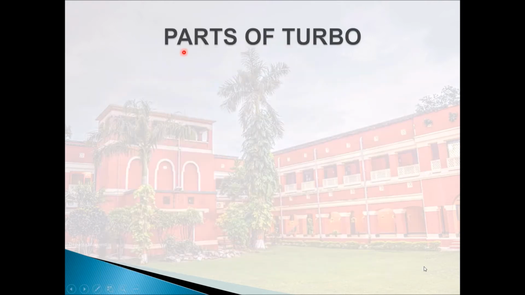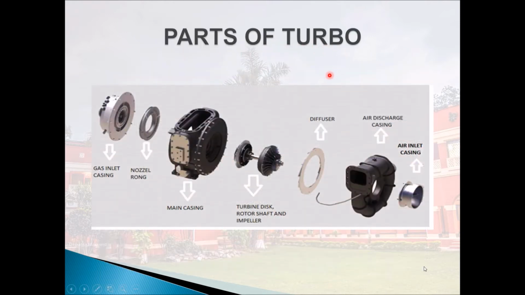These are the various parts of the turbo supercharger. The turbo supercharger consists mainly of two casings, the air discharge casing and the main casing. The gas inlet casing leads the exhaust gases to the nozzle ring, which converts its pressure energy into kinetic energy. This high-speed gas strikes the turbine in the main casing, causing it to rotate. This rotary motion is transferred to the impeller in the air discharge casing through the rotor shaft, and thus sucks the fresh air in through the air inlet casing. The combined effect of the impeller and diffuser increases the pressure of the air, making it dense. Finally, this air is fed to the aftercooler through this opening.